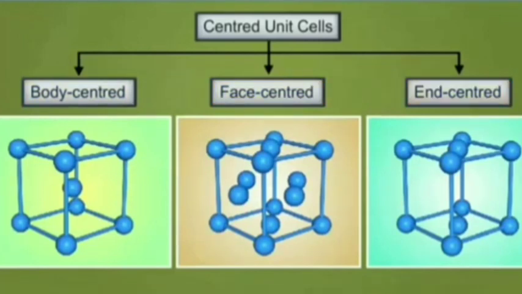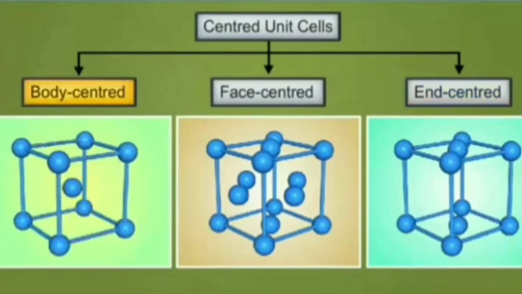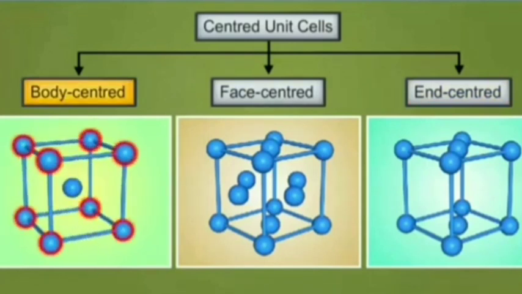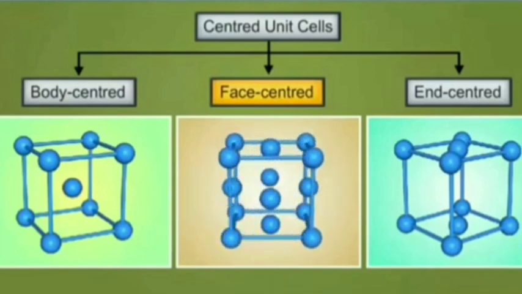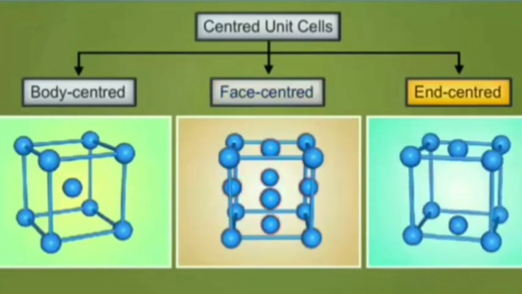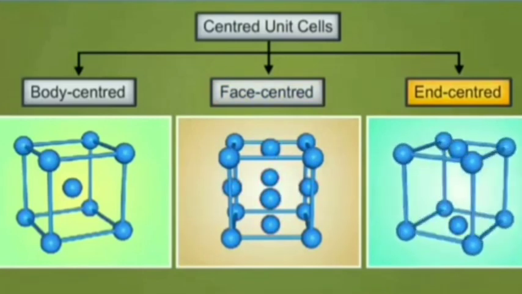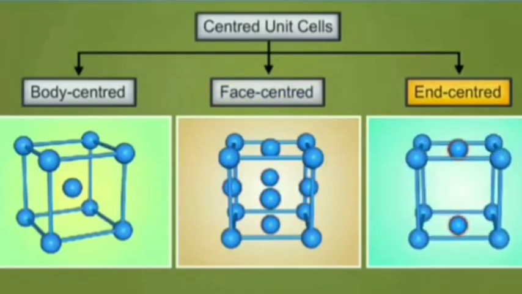First is the body-centered unit cell. Such a unit cell contains one constituent particle at its body center in addition to the particles present at its corners. The second is the face-centered unit cell. Such a unit cell contains one constituent particle at the center of each face in addition to the particles present at its corners. The third is the end-centered unit cell. In such a unit cell, one constituent particle is present at the center of any two opposite faces in addition to the particles present at its corners.